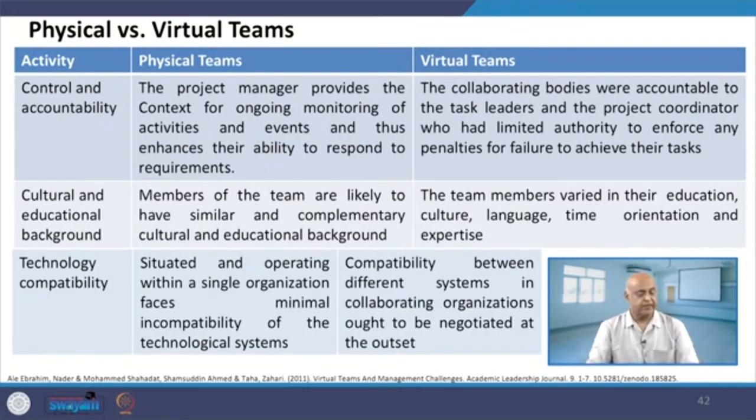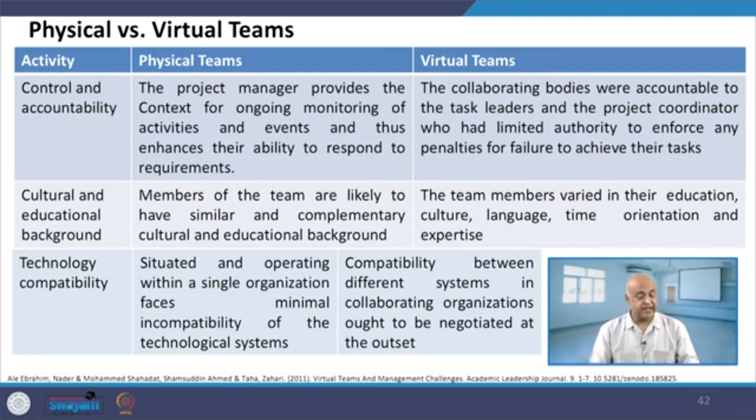As far as physical versus virtual team activities are concerned, take control and accountability. In the physical team, the project manager provides a context for the ongoing monitoring of activities and events and thus enhances their ability to respond to the requirements. While in the case of virtual teams, the collaborating bodies were accountable to the task leaders and to the project coordinator, who had limited authority to enforce any penalties for failure to achieve their tasks. So, in that case it becomes a totally different approach, right? Here is your ability to respond to the requirements, and here is the authority to enforce penalties.